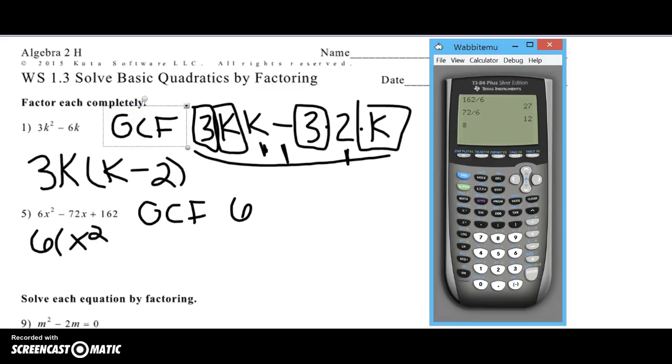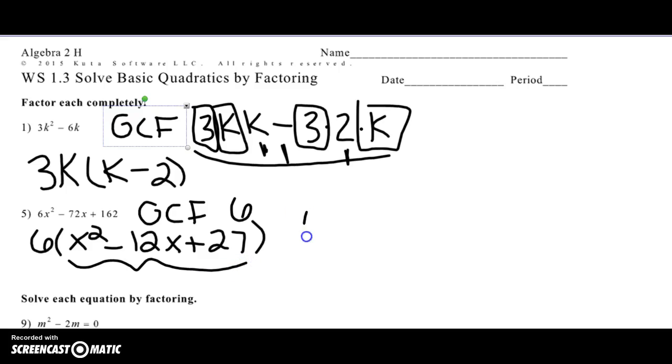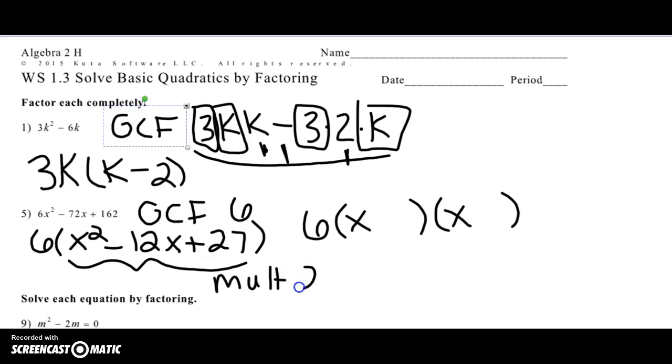So x squared minus 12x plus 27. And now I'm going to see if I can unfoil this part. Okay, I already have the 6 out. I know x times x will give me that x squared. Now I'm just looking for two numbers that multiply to 27 and add to negative 12.